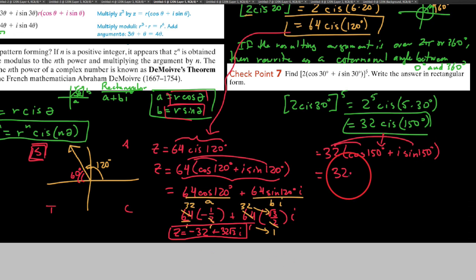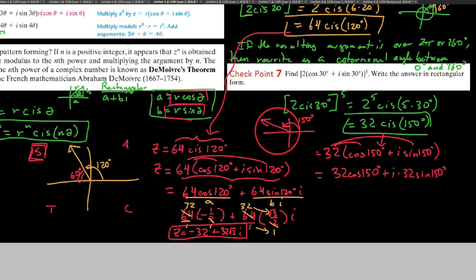I would say distributing this, we get 32 cosine of 150 plus i times 32 times the sine of 150. Now 150 degrees is right here. Of course, 150 degrees is 30 degrees shy of our x-axis here. So we can see that this angle has a 30-degree reference angle here. So to evaluate for the cosine of 150, we'd really do the cosine of 30 degrees, which of course is root 3 over 2. And because this angle terminates in the second quadrant, and cosine's negative in the second quadrant, only sine is positive, we're going to call this a negative root 3 over 2.